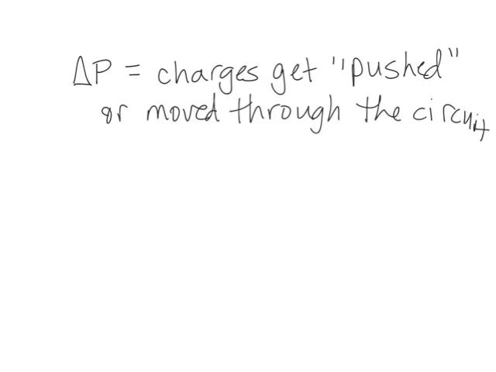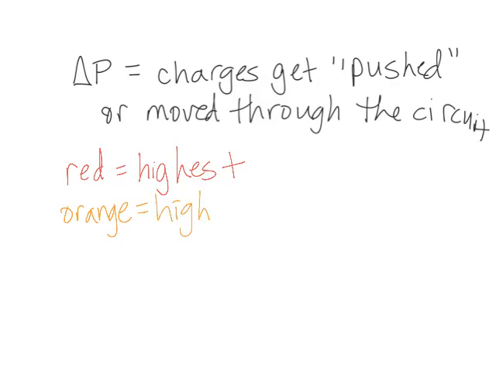The next thing that's listed in your lab is the colors. So red is going to be the highest pressure. And then we're going to have orange. And orange is still a high pressure, but it's not the highest. And then we're going to have yellow, and that's considered to be normal pressure.